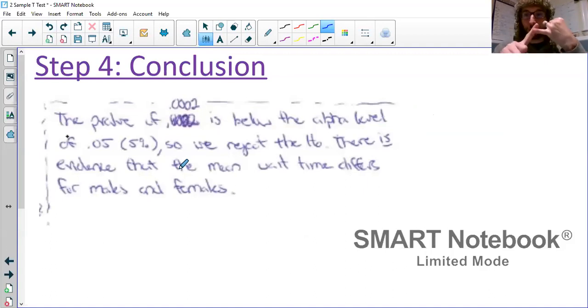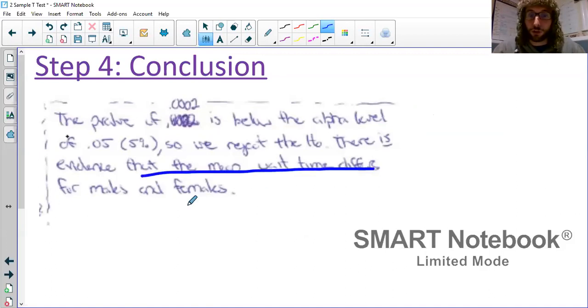Decision: reject or fail to reject. Linkage: connect your p-value to an alpha level. Context: there is or is not evidence. And remember, there is or is not evidence. We're always commenting on the alternative hypothesis in context, which is typically something we can just copy, that wording right out of the context that's given to us on the exam.